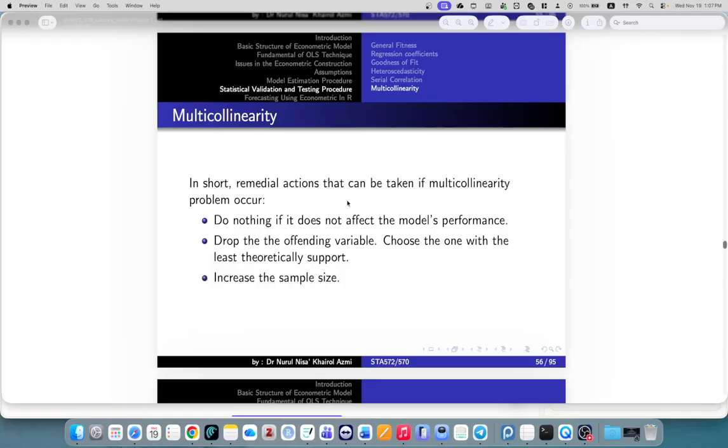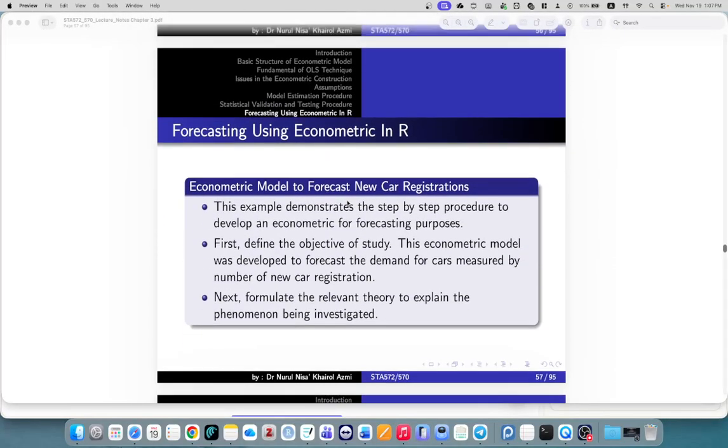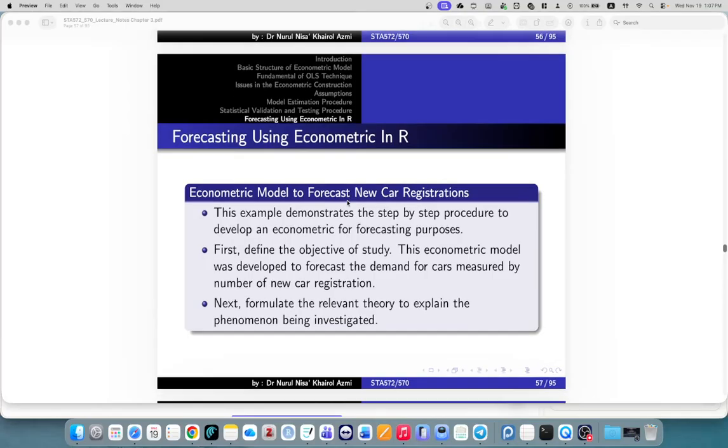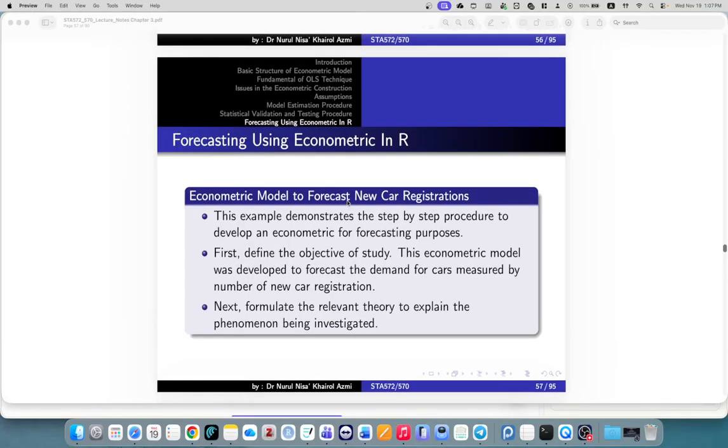So that's a general explanation of statistical validation and testing procedures. And we will continue showing you how to forecast using econometrics in R by performing model selection strategies based on statistical validation.